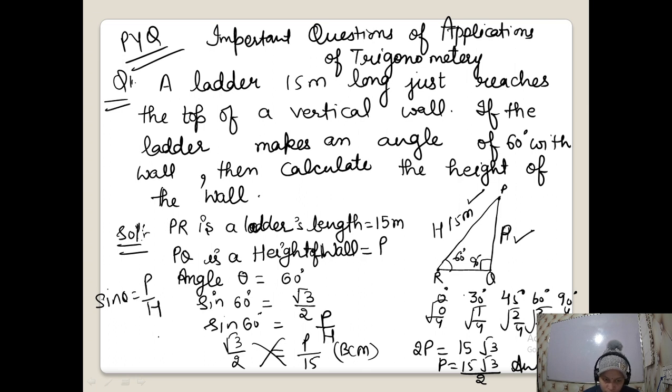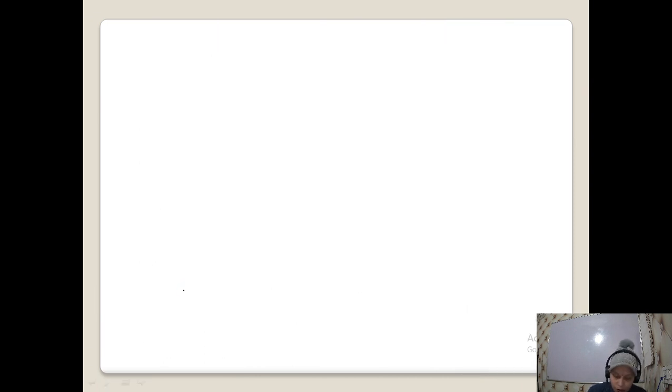P over H is the formula of sin theta. Or you can find P from tan theta, P over B. But for finding tan theta's value, we have to find out B also. So that's why we use only the sin theta formula, because H is given and we can find out P.